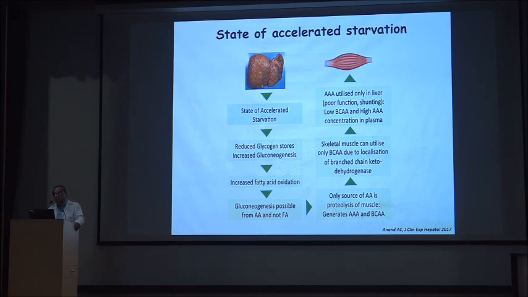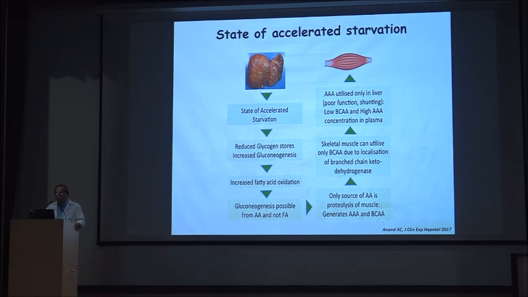So in a nutshell, what happens? There is a state of accelerated starvation, reduced glycogen store, increased gluconeogenesis, especially from the breakdown of protein, increased fatty acid oxidation, beta oxidation, and gluconeogenesis from amino acids and not from fatty acids.